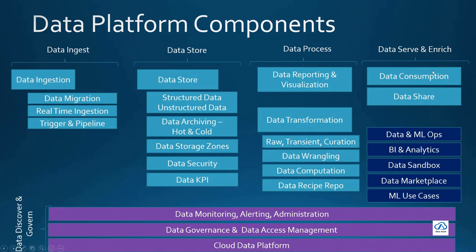And then you have the data serve and enrich. As your data is clean and processed, you need proper data consumption so that other systems can access and use it. Same with data share, you can share the data as a database or data set with other applications or systems. And then the last approach is you need proper data and ML ops, to have the lineage, and proper BI and analytics to use the data and see different kinds of trends. A lot of times you should not let people access the full data. You can copy the data into a small data sandbox for data exploration or data discovery. You can consider that one.